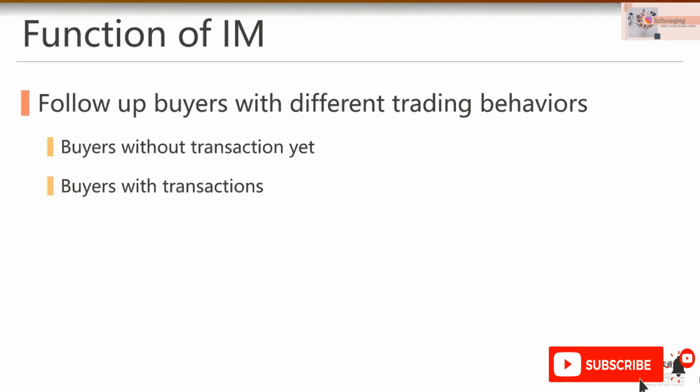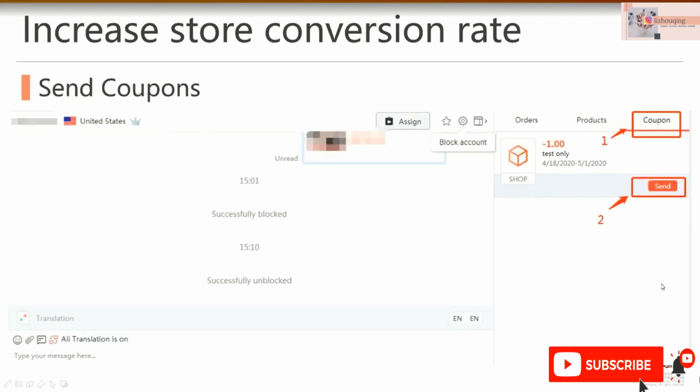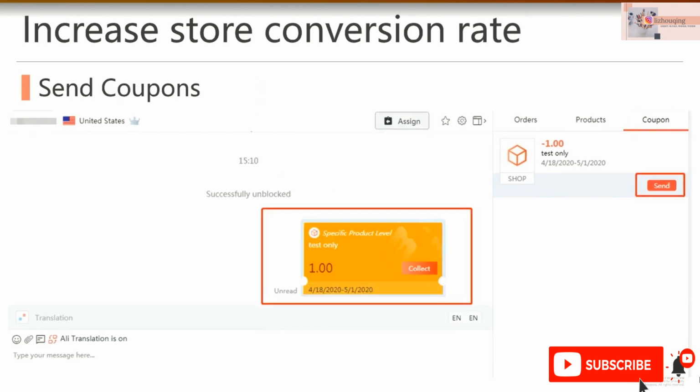So let's talk about the specific functions of IM. Before sales, IM can help us improve conversion rate by functions of recommending products like this one, as shown in the picture. When we enter the IM page, like this one, here is the IM page, and we can choose a product to recommend to the buyer. In addition, we can send coupons in the IM conversation with the buyer like this one. When I click a coupon, choose this one and send, then the buyers will receive the coupon like this one.